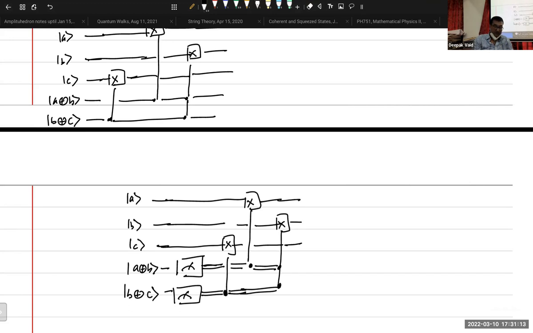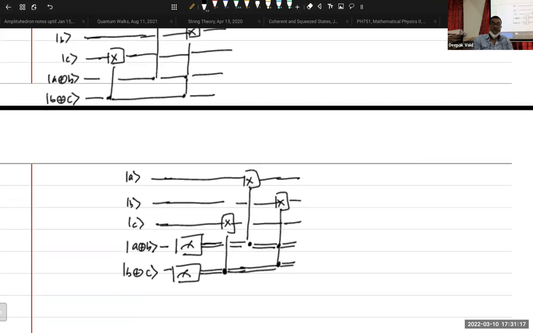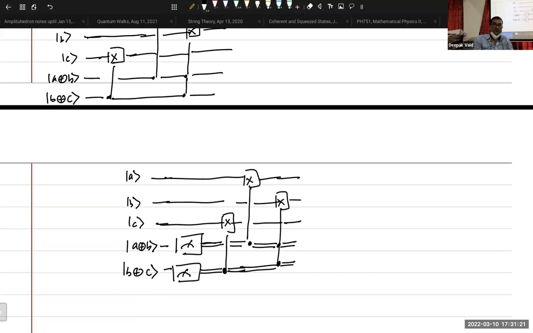So, can we have one more set of groups so that even if it flips, no, it turns out that you don't need that. This is sufficient. And I'll show this circuit in Quark. Fine. We'll look at the circuit in Quark, and then you will see.